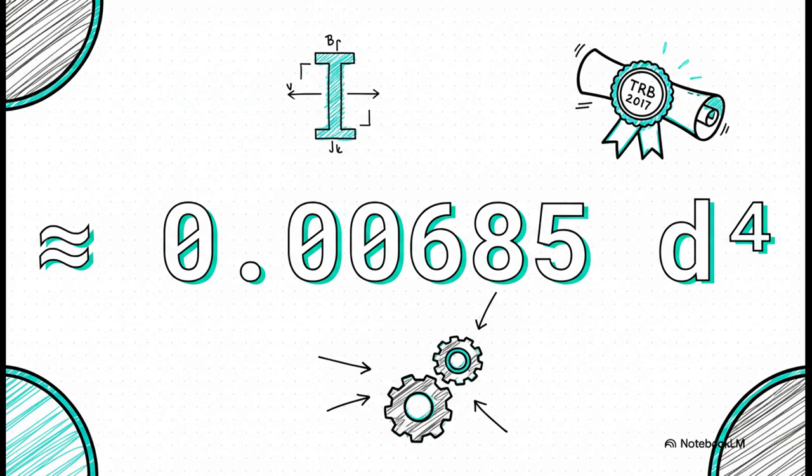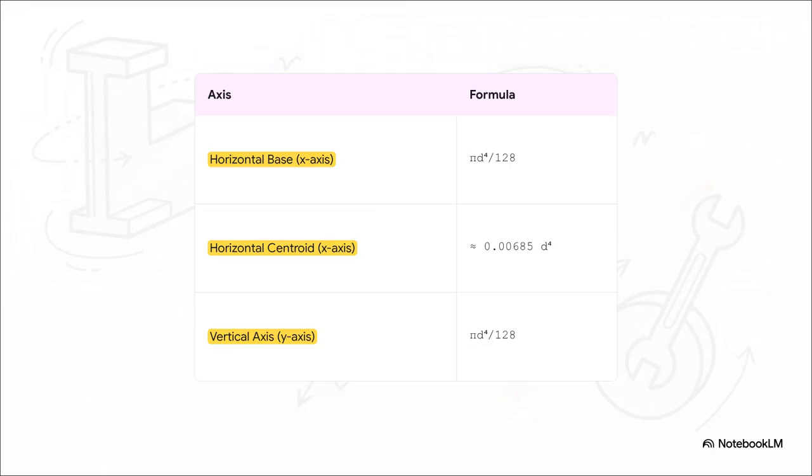Now listen up. This is not just some random decimal. This exact numerical coefficient was a direct question on the TRB 2017 exam. This is why understanding how to derive it is so much more powerful than just trying to memorize a list of numbers. So let's put it all together.